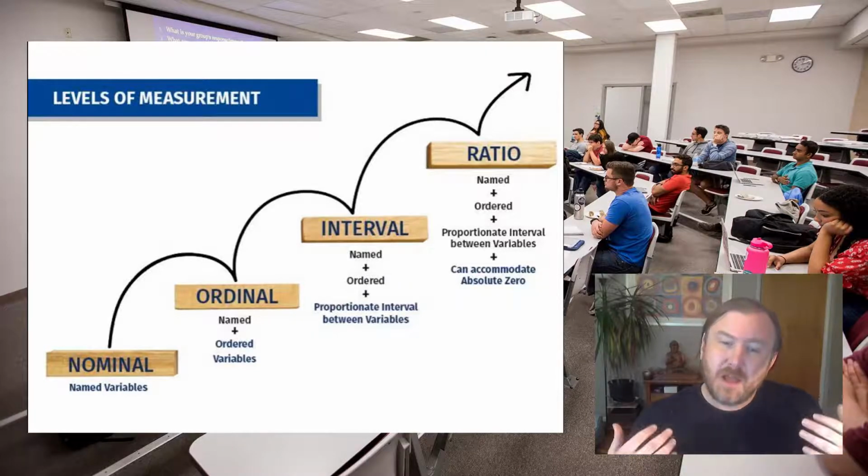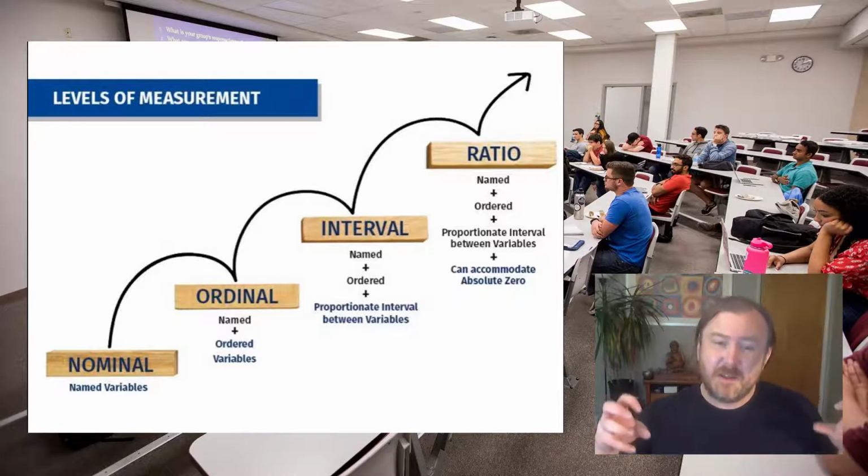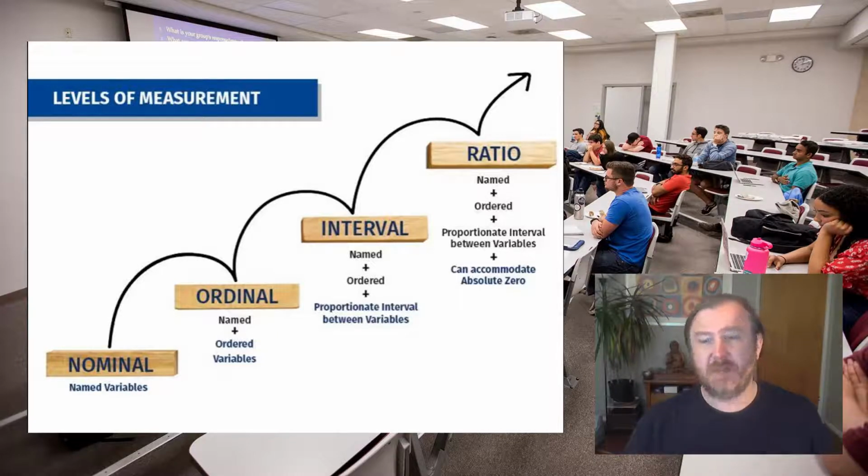And another example of a ratio variable would be feet traveled, right? So if you went on a walk and we wanted to know how many feet did you travel, if you traveled 0 feet, that means you didn't go anywhere, right? So the 0 point actually means something here. Reaction time would be another example of a ratio variable.